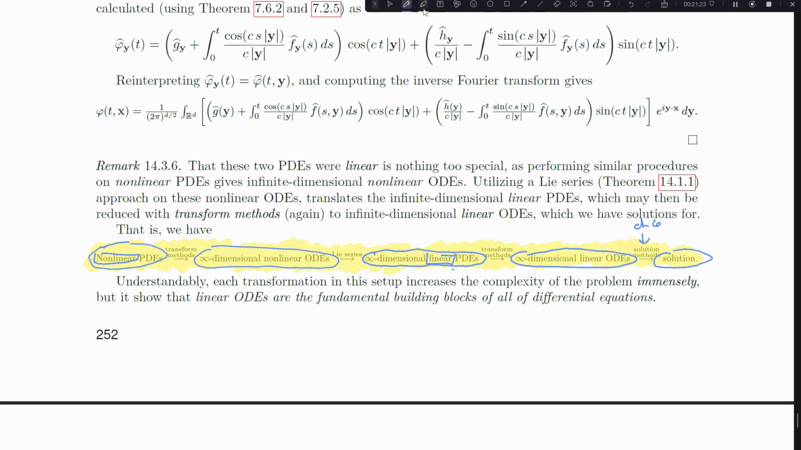But you can imagine each one of these transform methods really makes your problem pretty crazy. And the Lie series kind of makes it crazy. You're doing a transform method again. And so you can get into some pretty intense stuff, and there's a lot we still don't know about even linear PDEs. So I hope this gets you excited about ODEs, PDEs, chaos, numerical methods, dynamical systems, and all of it.